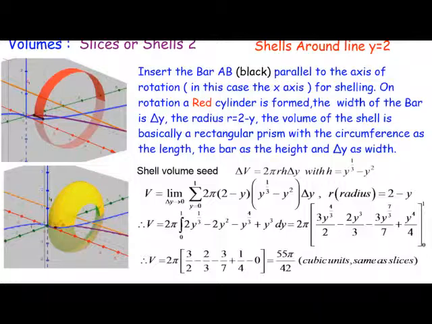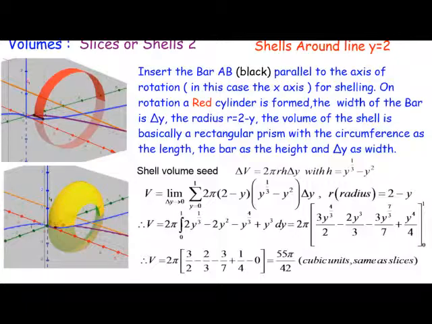You can see here that the height is the actual length of the bar, which is the function of y, and the width is obviously delta y, and the radius. Now the radius, as I was saying before, is actually just 2 minus y, and you need to multiply these, expand the brackets if you like, and work out the volume, which is going to be 55 pi on 42. So very similar to before, just have to watch the radius.